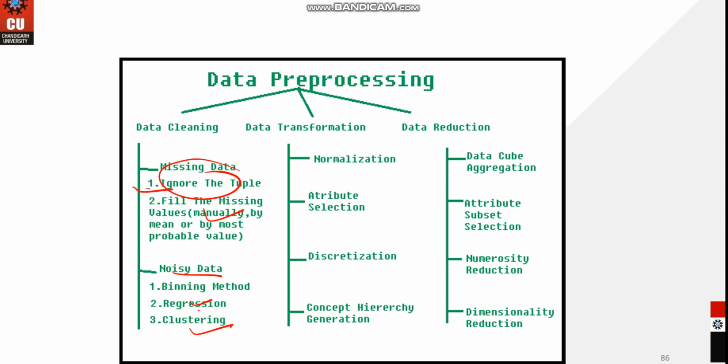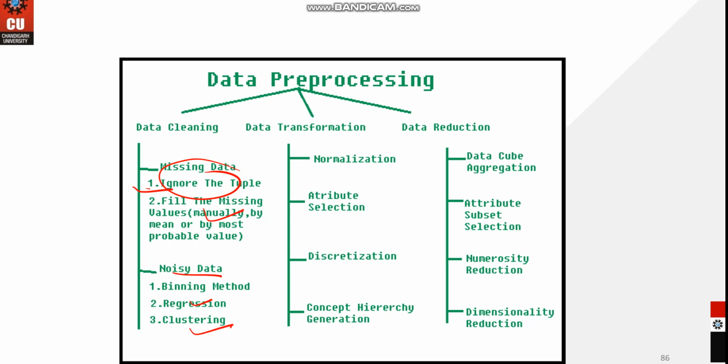The binning method is nothing else but simply working on sorted data in order to smooth it. In this, the whole data is divided into equal segments, and various methods are used to perform the complete task. Each segment in this case is handled separately. We can replace all the data in the segment by its mean or its boundary.